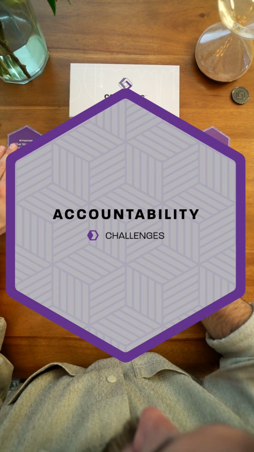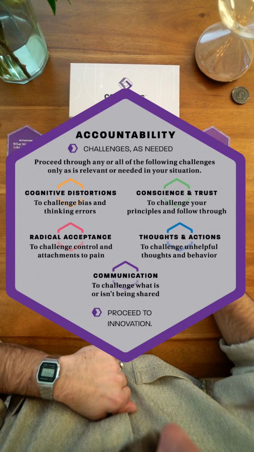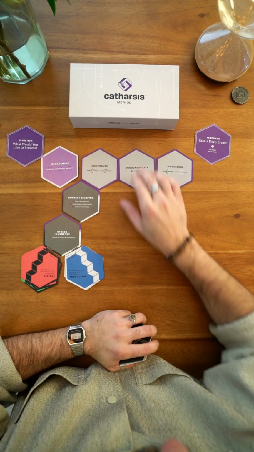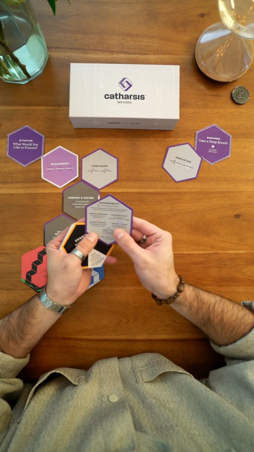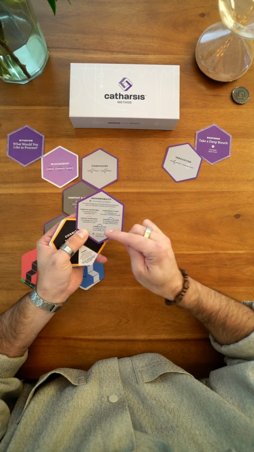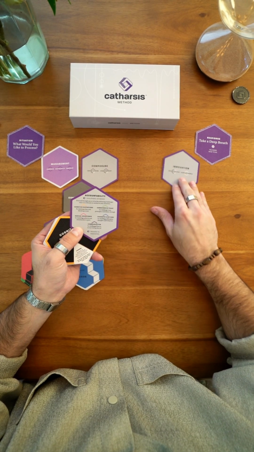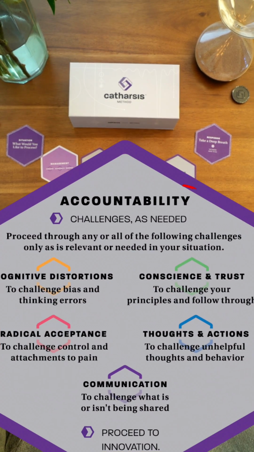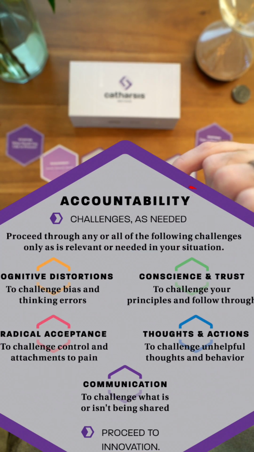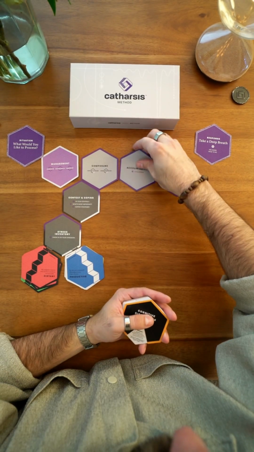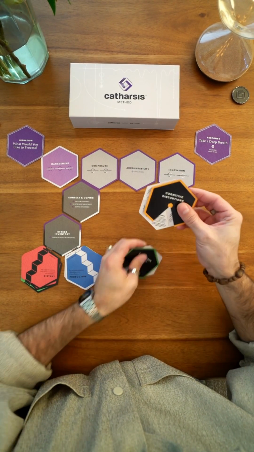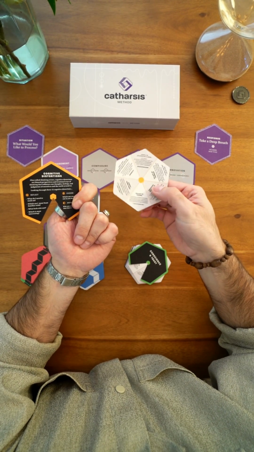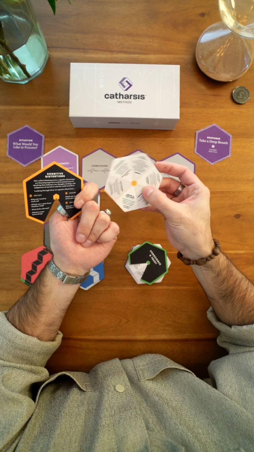The second pillar is accountability. It has 5 challenges, but an important disclaimer first. Not all situations require a person to reflect on accountability. You could do 1, 2, all 5, or none of these exercises. It's completely based on what's most appropriate for the situation that you've chosen to process. So please be mindful of that and only do what fits. Each exercise consists of 2 cards: the top card with instructions and the bottom card, which is a wheel with different options or questions on both sides.